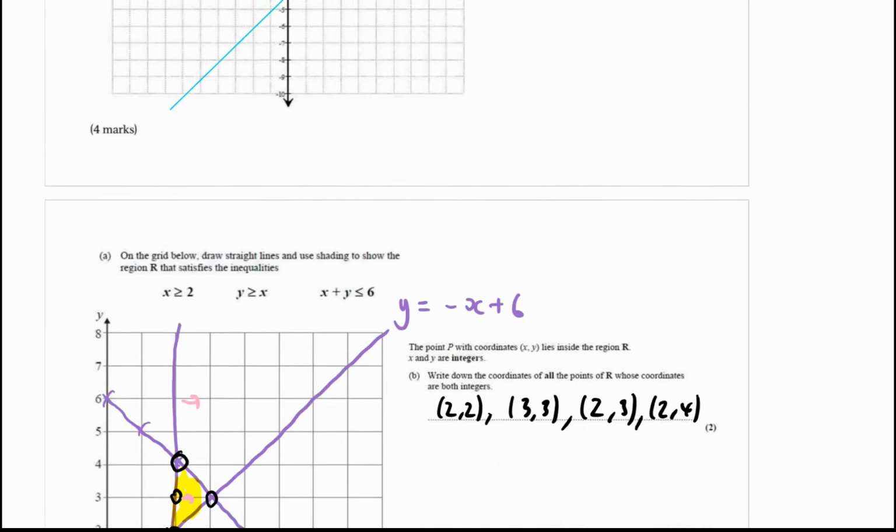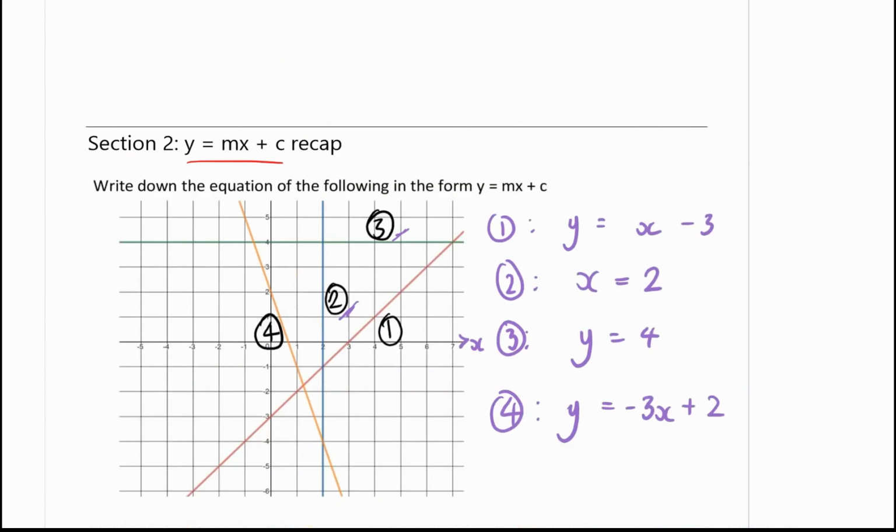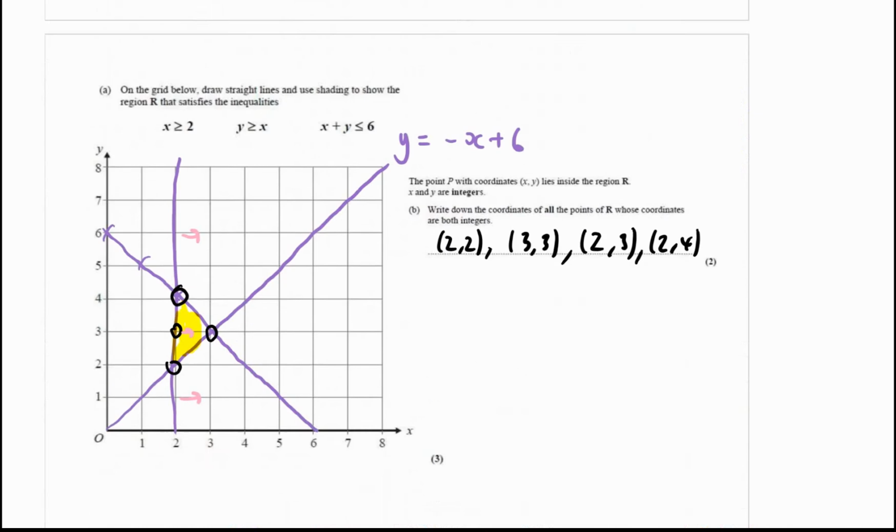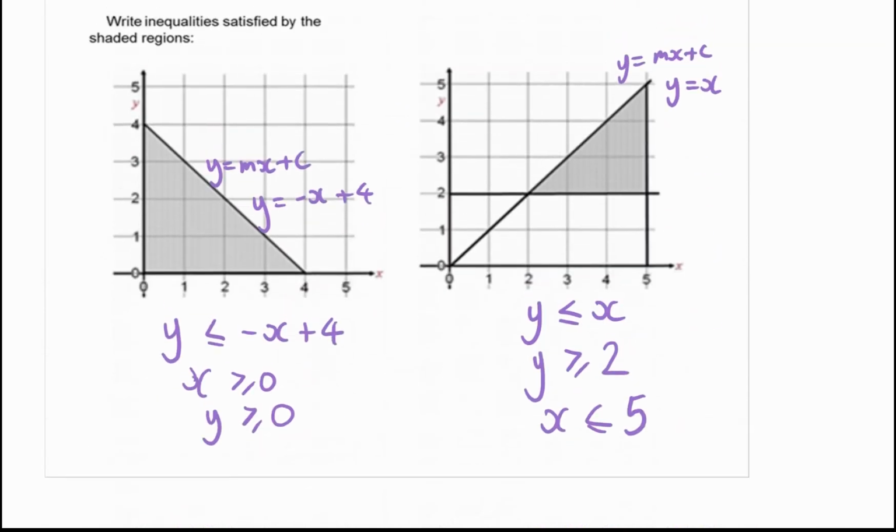Okay, that's it. That's the basics of plotting linear inequalities. The following lesson from this, we're looking at quadratic inequalities, with the same idea, just a tiny bit harder.